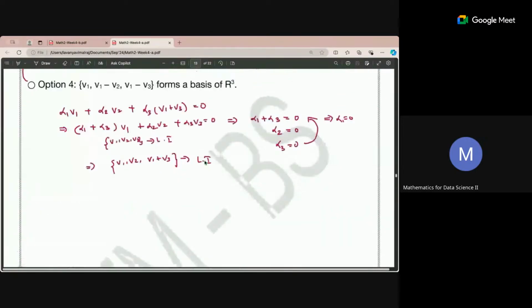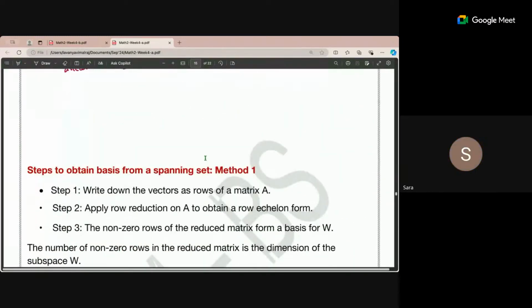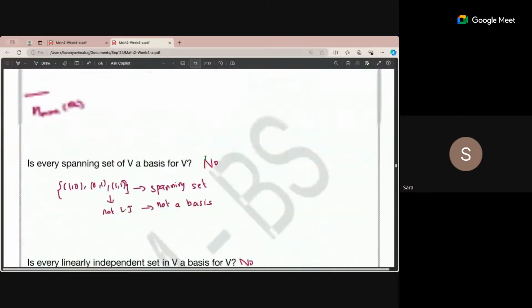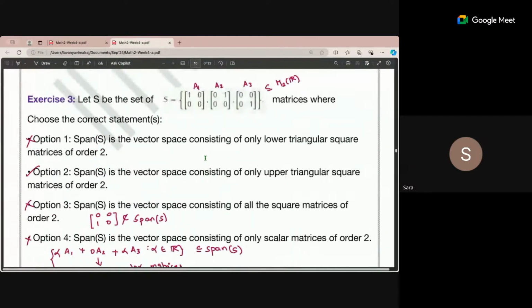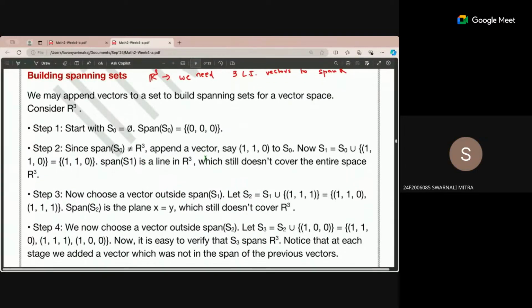So which one are we talking about? We had a few steps here. This is... this one? Yes, ma'am. This one. Okay, so what is your doubt here?